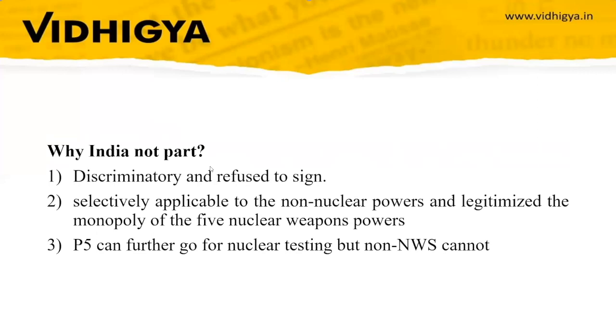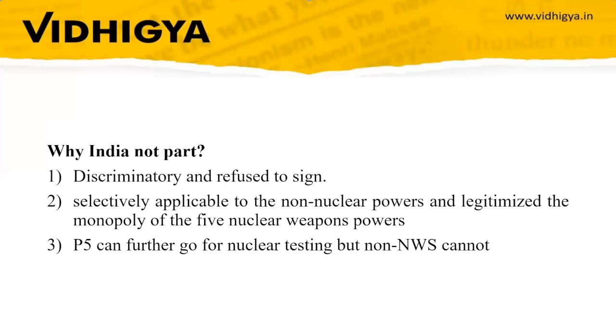Why is India not part of NPT? India has a few arguments, a few points, on the basis of which India says it does not want to be part of the treaty. The first point is that the treaty is discriminatory, and that's why India refused to sign. Discriminatory in the sense that those countries which manufactured and exploded nuclear weapons before 1st January 1967 are considered nuclear weapon states, but those states which did this after 1967 are not considered nuclear weapon states. And India did its explosive test in 1974. That is why India says it is a discriminatory treaty and we do not want to sign.